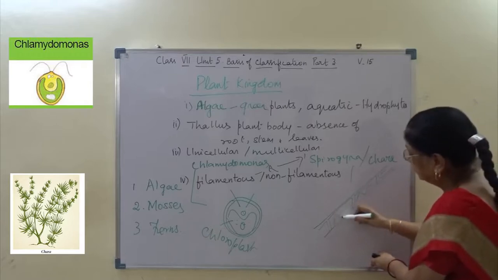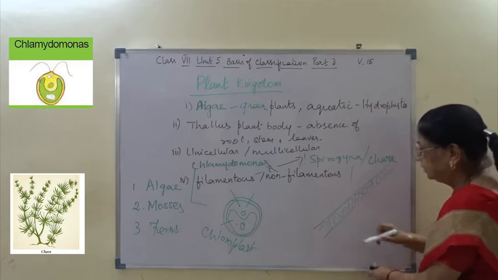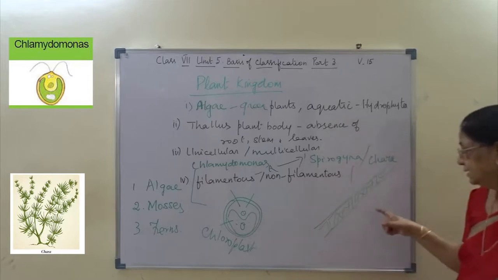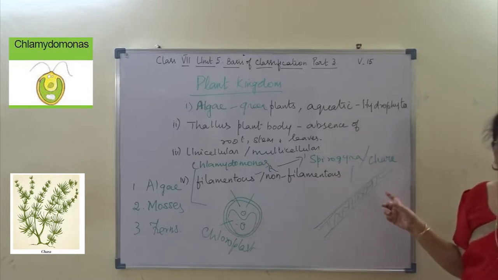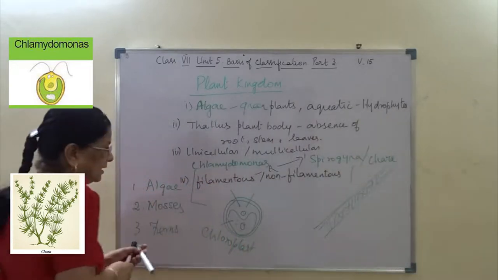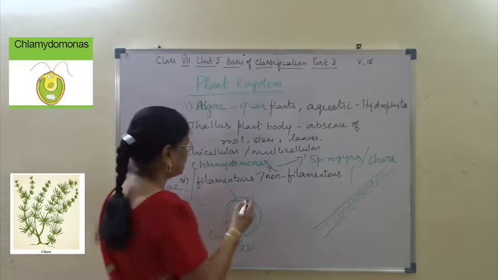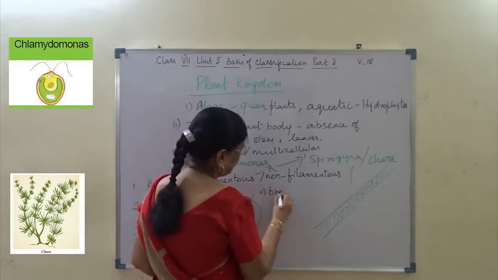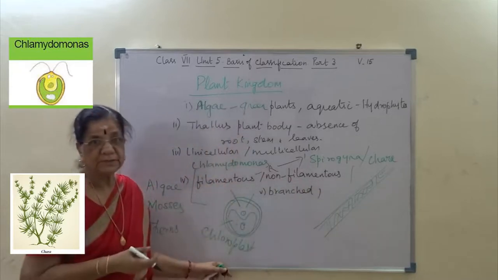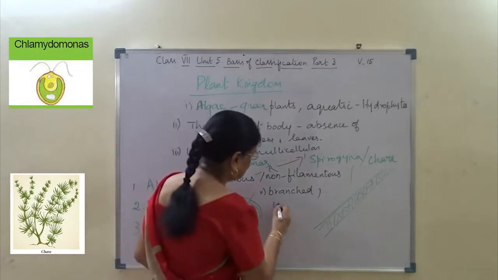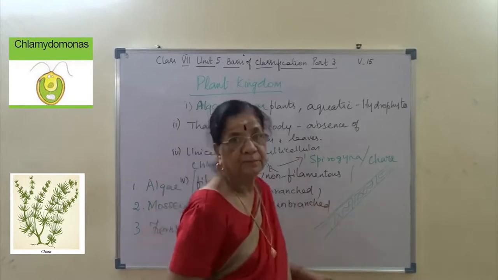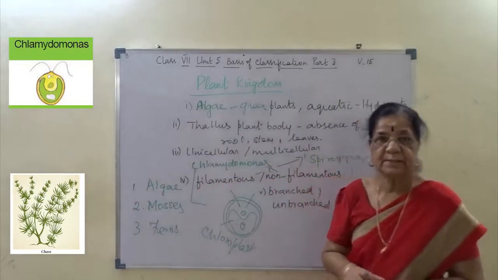Spirogyra has a spiral shaped chloroplast, not a cup shaped one. I hope you understand. Then the fifth character is the filament: it is filamentous or non-filamentous, solitary. And then it is a branched or unbranched filament.